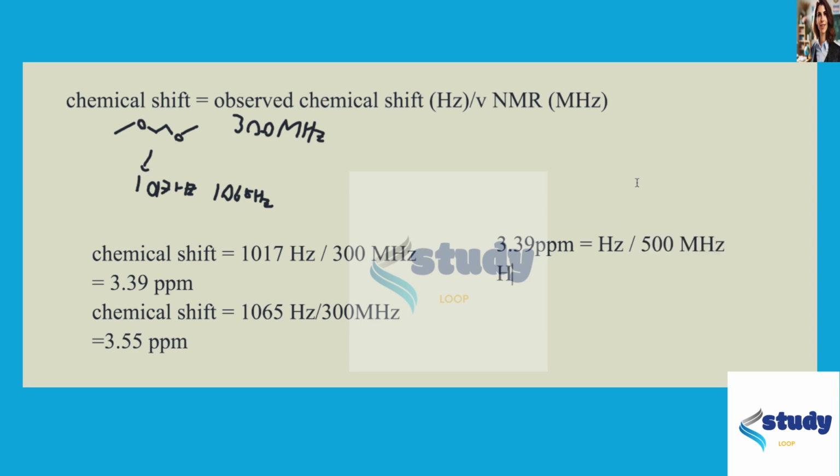And well, our hertz value will be 1695. And if I use the same equation for the bottom value, our unknown is in hertz, we're using a 500 megahertz magnet, and our new observed value is 1775 hertz.